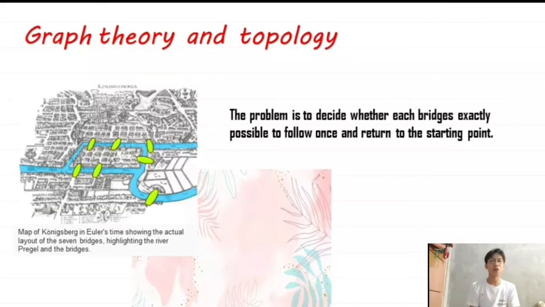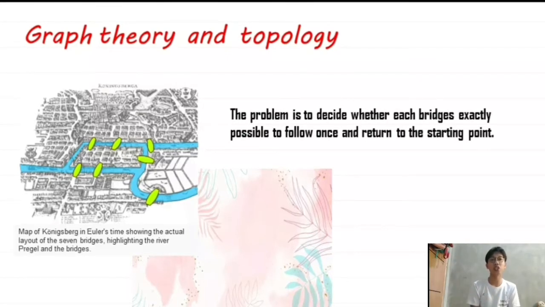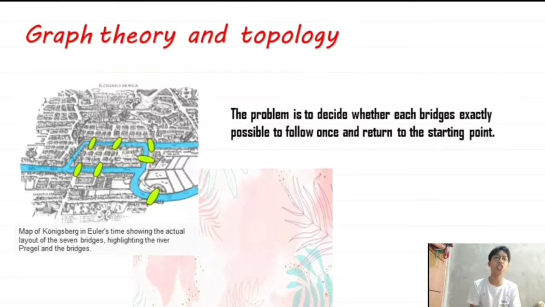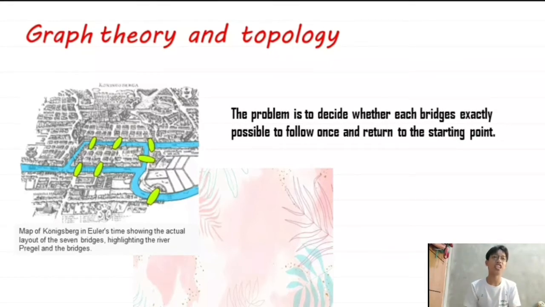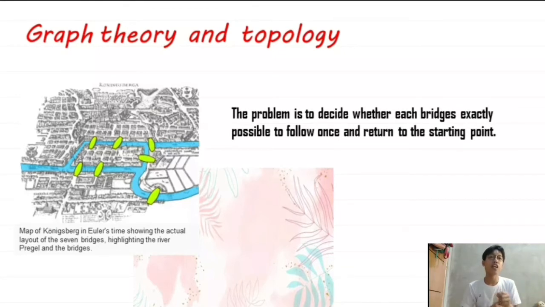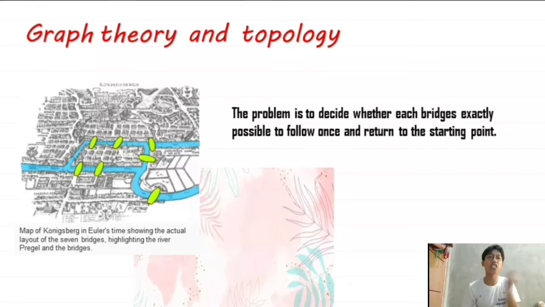Graph theory and topology. The problem is to decide whether each bridge is exactly possible to follow once and return to the starting point. As you can see, we have picture over there na nagpapakita ng map of Koenigsberg or yung well-known problem na 7 bridges of Koenigsberg na kung saan gusto nilang masolusyonan kung maaari bang magsimula ka dito sa starting point na to at magwawakas ka doon sa starting point mo noon.